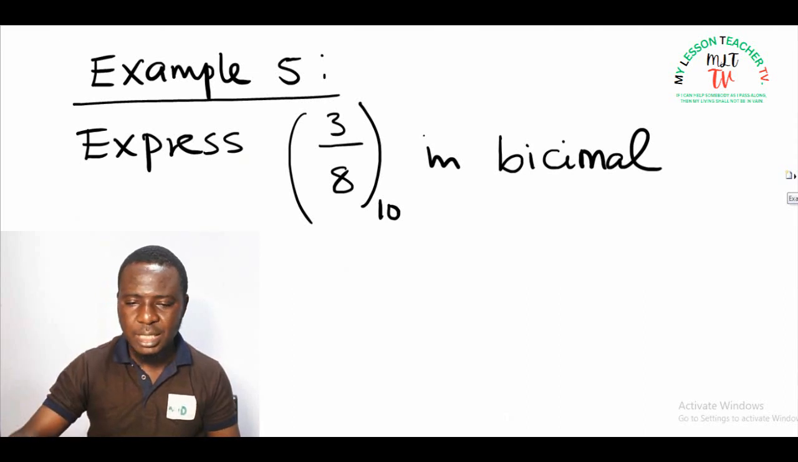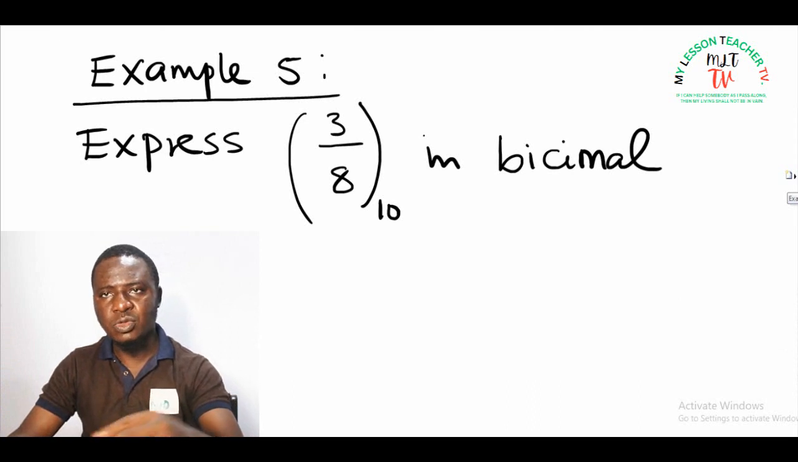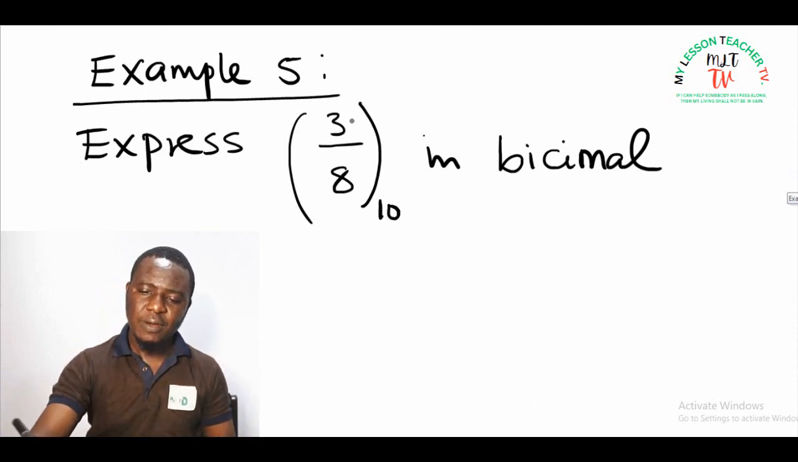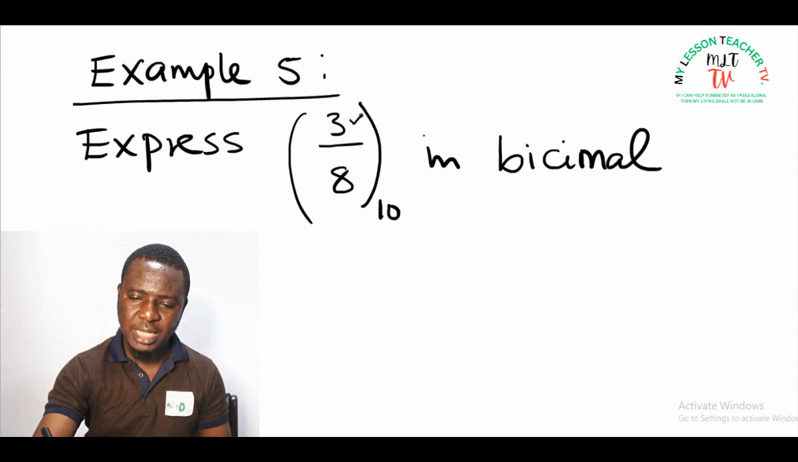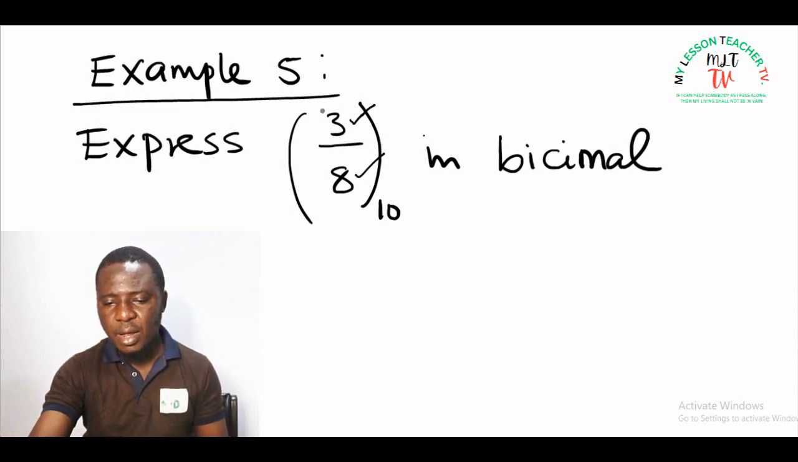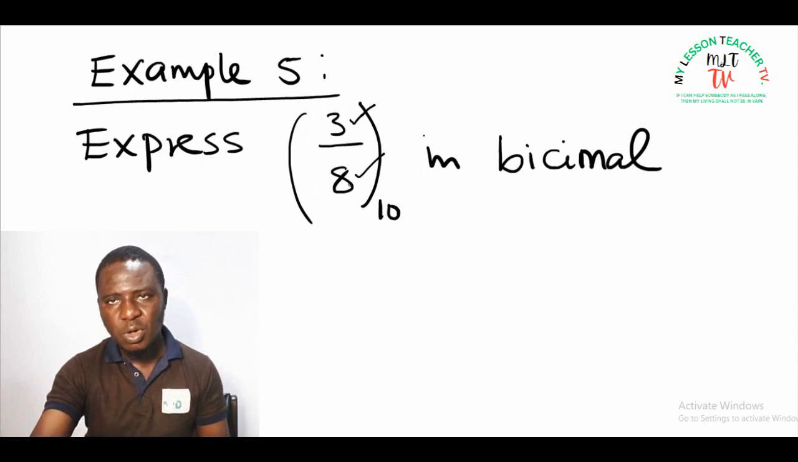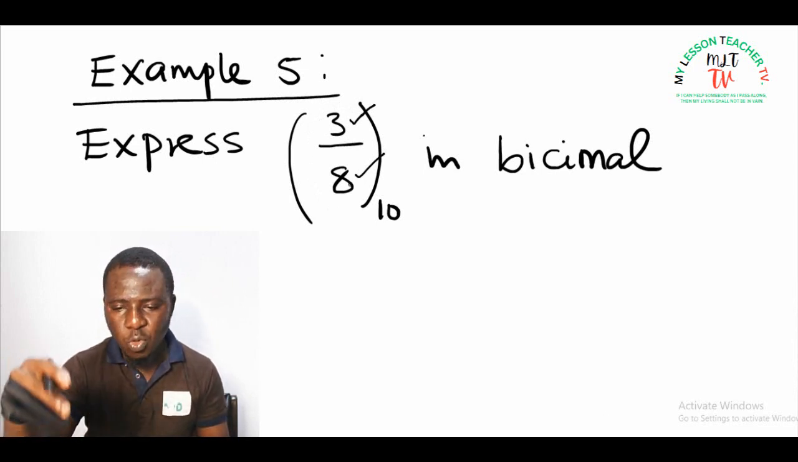So let's look at the last example. We're asked to express 3 over 4 base 10 in decimal, meaning convert it from base 10 to base 2. Now, you can start by converting 3 to base 2, as well as 8. Then use method 1 to divide, or you first break this down into decimal and then convert it. Whichever method you use is okay.